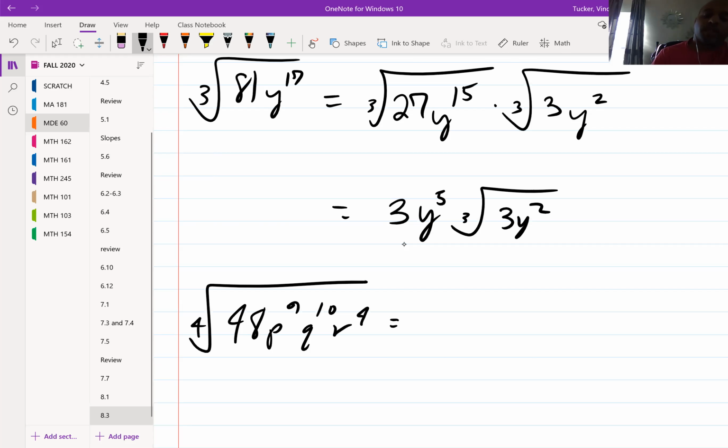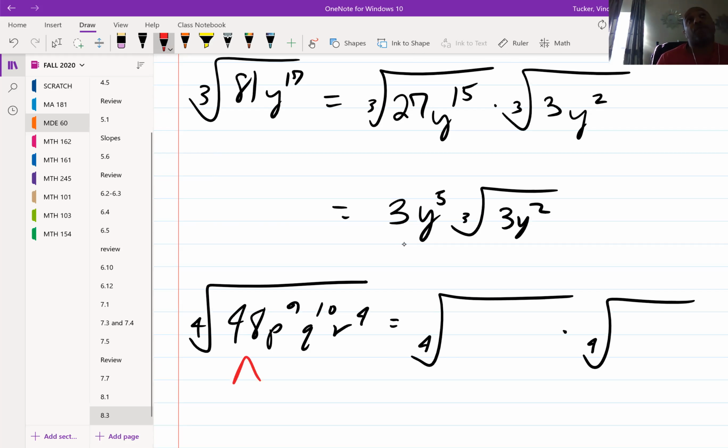All right, so once again, breaking it up into what you can take the fourth root of, and this time what you cannot take the fourth root of. So when we look at 48, we're talking about taking the fourth root. So we're looking at 16 times 3. 16 times 3 will give us that 48. And 16 is 2 times itself 4 times.